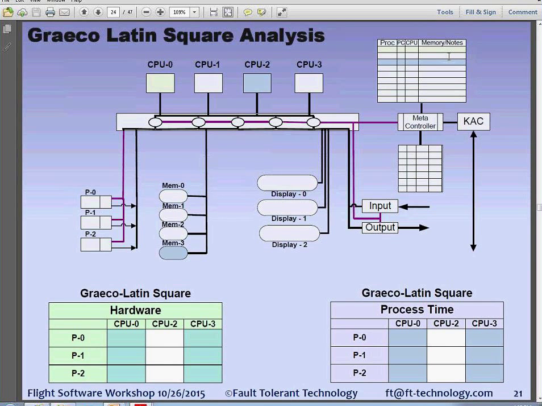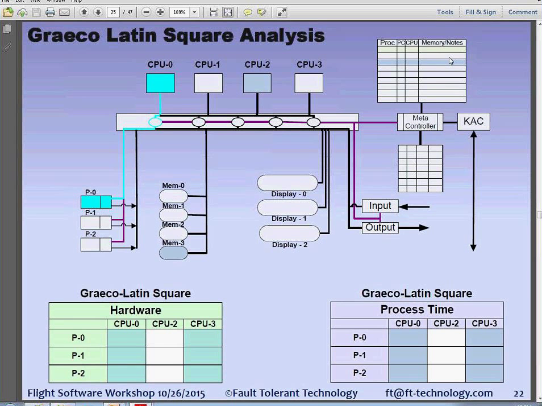Down here we have two Greco-Latin squares. On the hardware side, we're just going to fill in these values that we read into the display. We're going to put them in here. And the process time over here is the time it takes from the start of this process to the time it takes to get into the display. We're just going to fill out this square here.